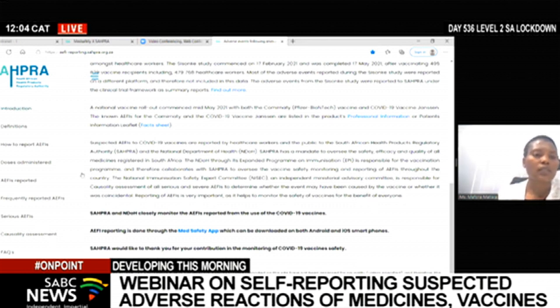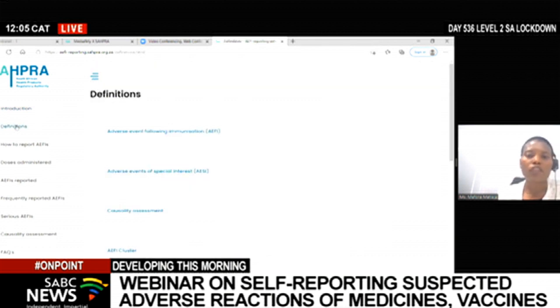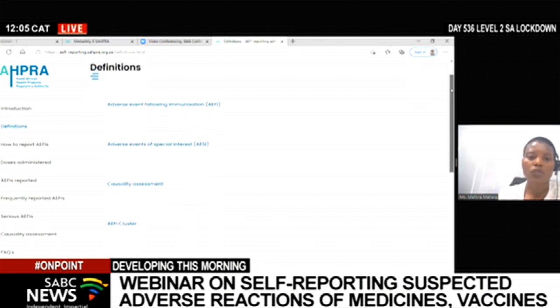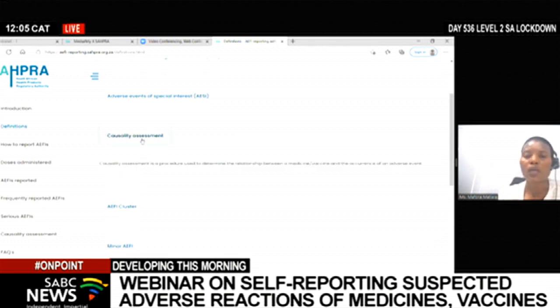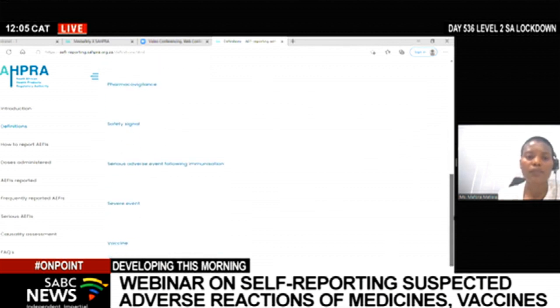Okay, so on the tiles on my left-hand side, we will move to the definitions. We have put a number of definitions together for the public to understand. As you click on each definition, it will provide more information. We have tried to simplify it so that it is easy to understand, and to cover the main definitions that will be relevant in this case, so that when somebody checks what is a vaccine, they will understand what a vaccine is.